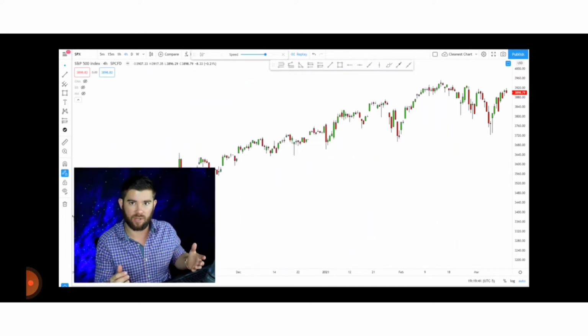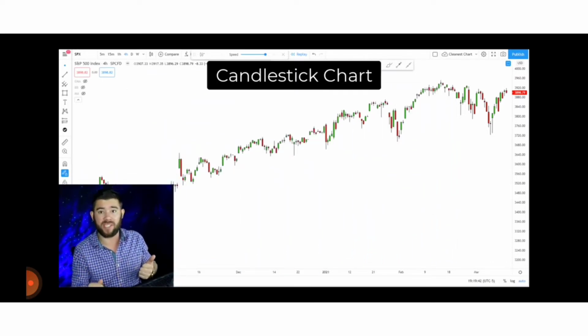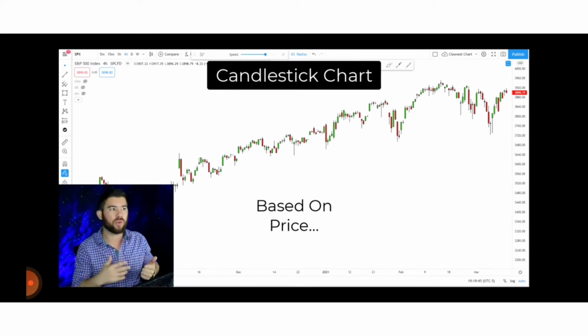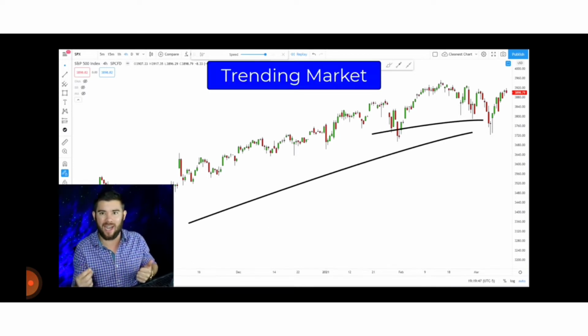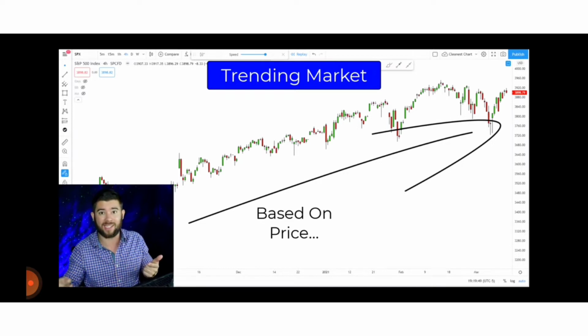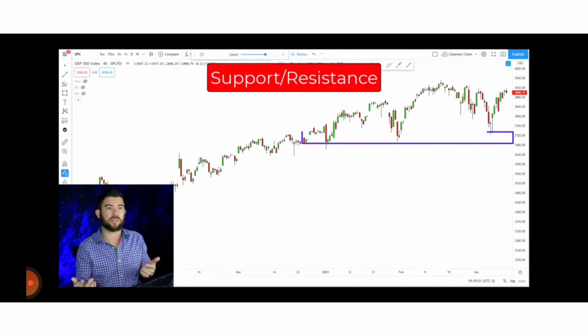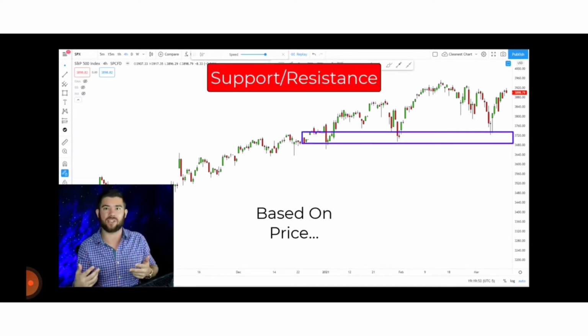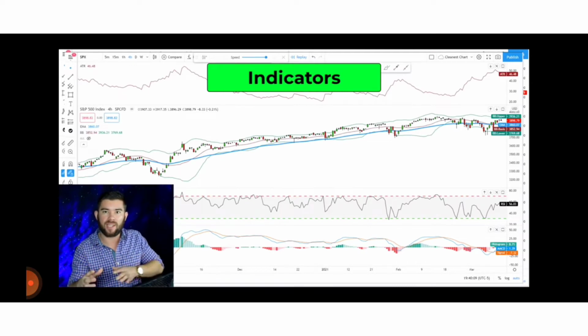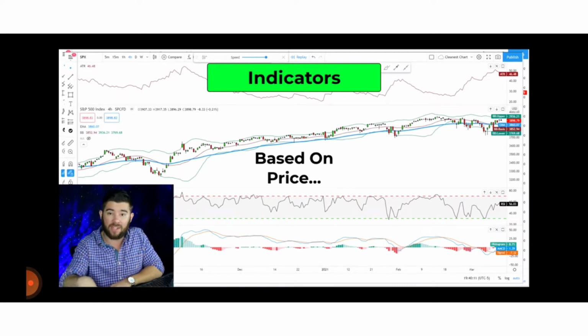Think about a candlestick chart. That's just a visual representation of price itself. Trends are nothing more than higher highs and higher lows, or lower lows and lower highs in price. Structure, support, and resistance, even indicators, are based around price. They're just a formula added to historic price data in order to plot that indicator on your chart. So because the foundation of all technical analysis is price, the very first thing we're going to study today is a candlestick chart.